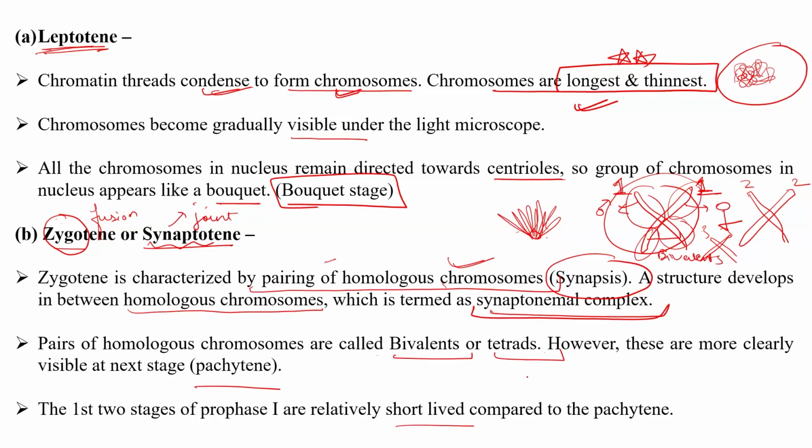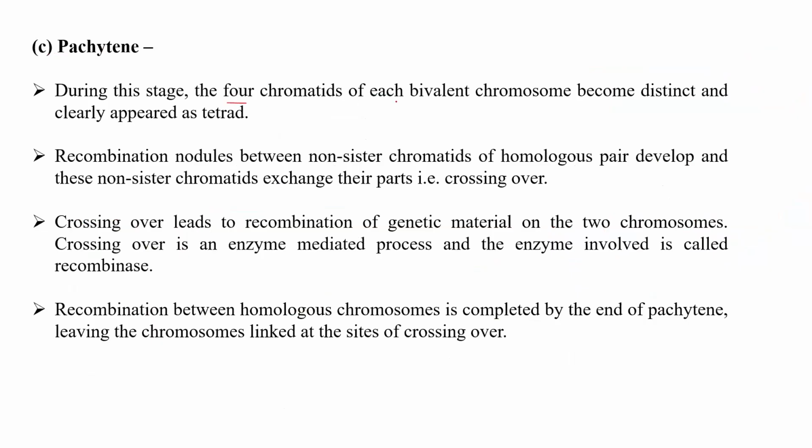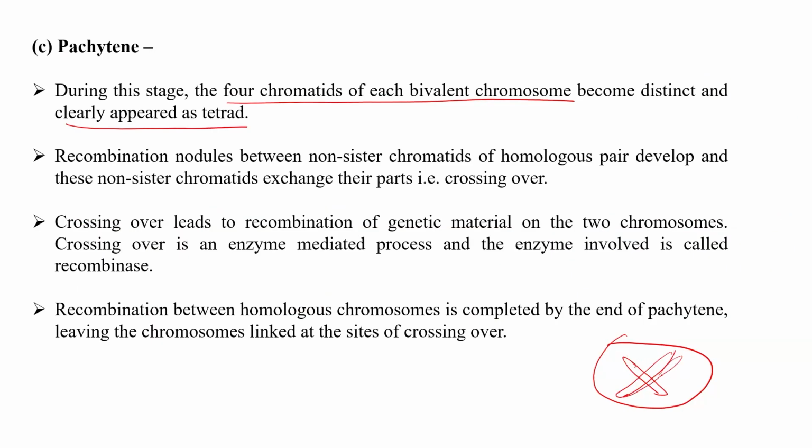The first two stages of prophase 1 are relatively short-lived compared to pachytene. So pachytene is a longer stage, and during this stage, the four chromatids of each bivalent become distinct and clearly appear as a tetrad. This is chromosome 1, this is also chromosome 1, and each has one sister chromatid attached to it, forming a tetrad with 4 arms. This tetrad is clearly visible in the pachytene stage.